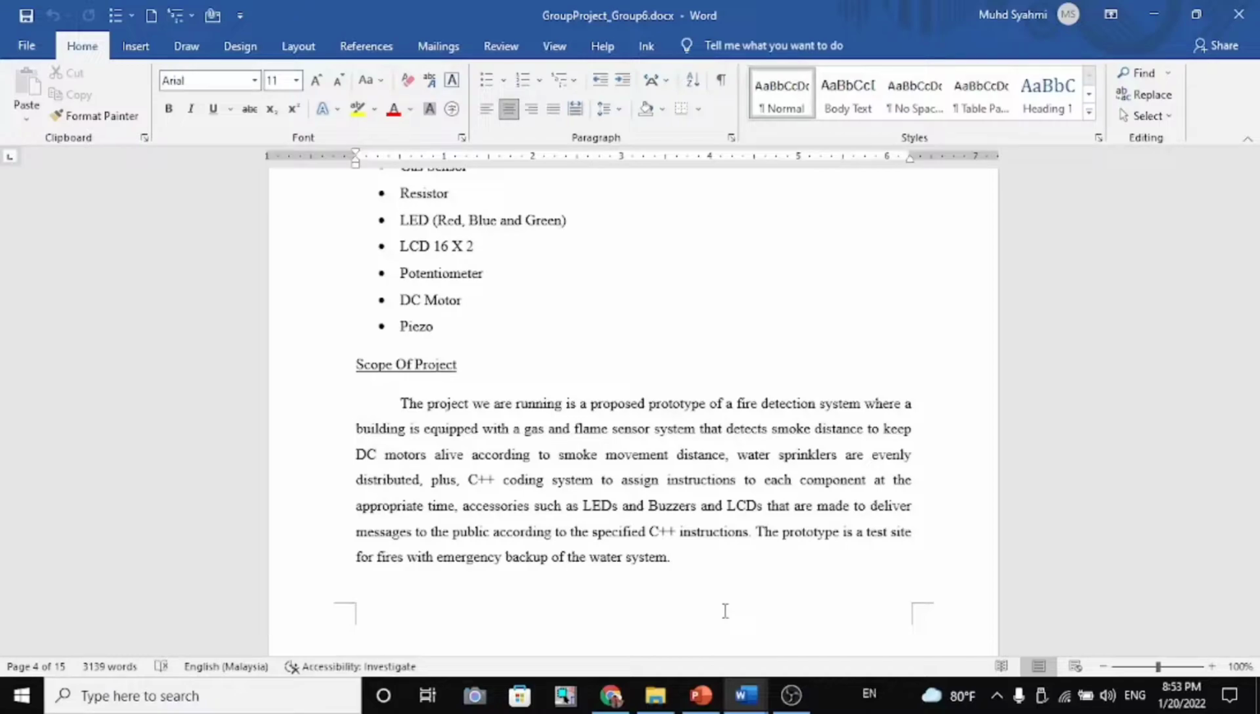Accessories such as LED, buzzer and LCD are made to deliver messages to the public according to the specific C++ instructions. The prototype is a test site for fires with emergency backup of the water system.